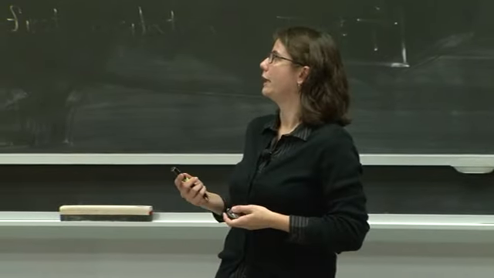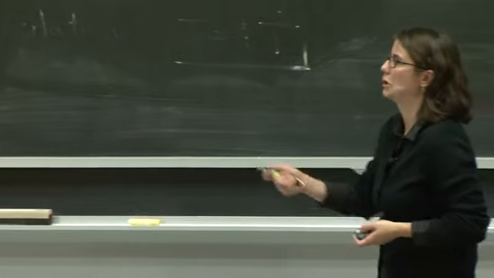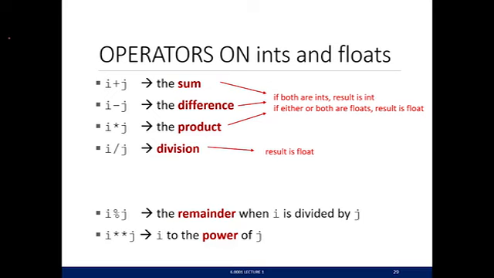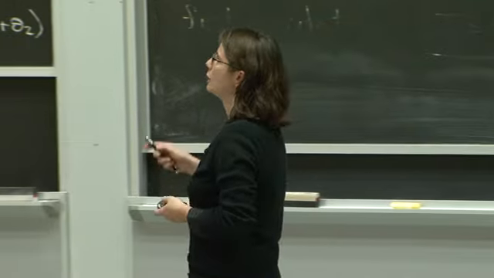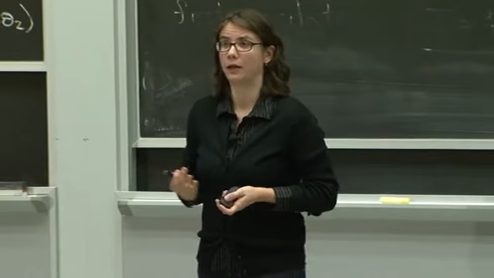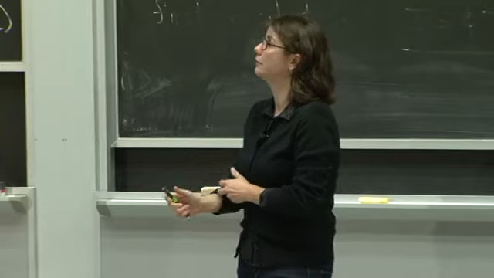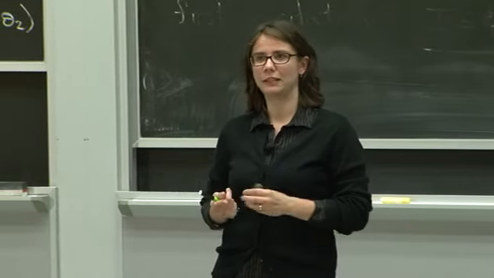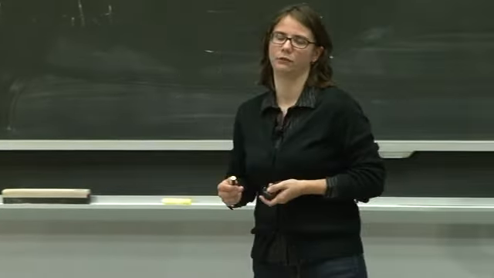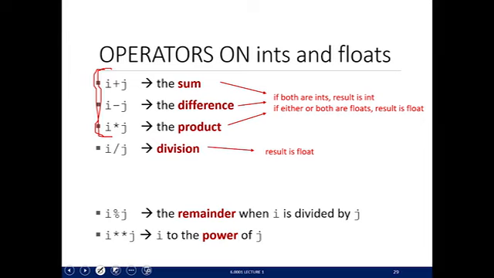And these are some operators you can do on ints and floats. So there's the typical ones: addition, subtraction, multiplication, and division. For the first 3, the type of the answer that you get is going to depend on the type of your variables. So if both of the operands are integers, then the result you're going to get is of type integer. But if at least one of them is a float, then the result you're going to get is a float. Division's a little bit special in that no matter what the operands are, the result is always going to be a float.